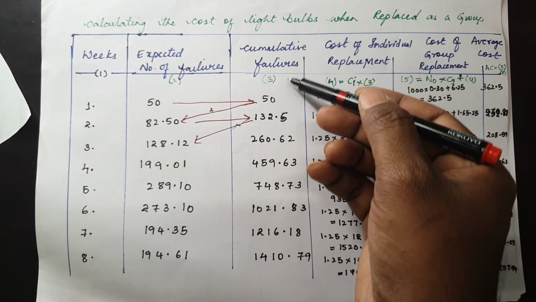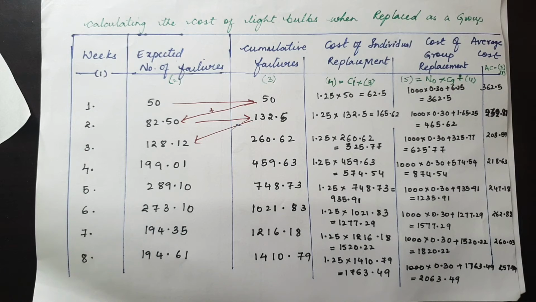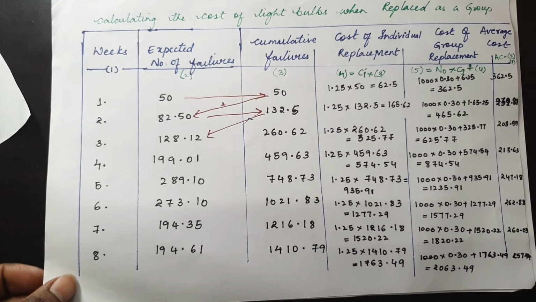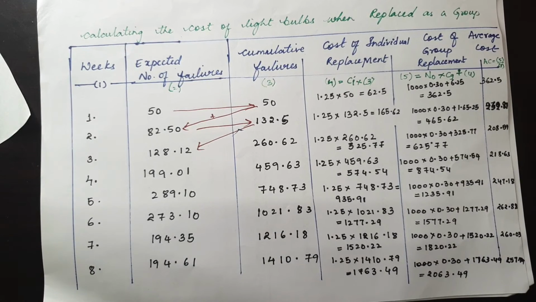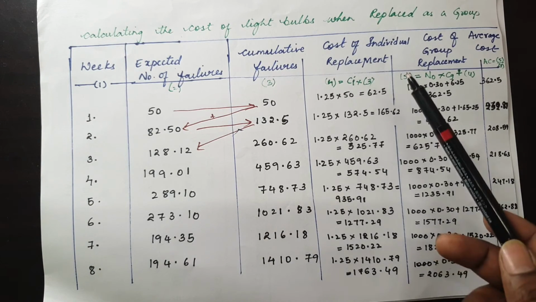So this one is known as the cumulative failure. After getting the cumulative failure, the next step is the cost of the individual replacement. What do you have to do? Cost of the individual replacement.